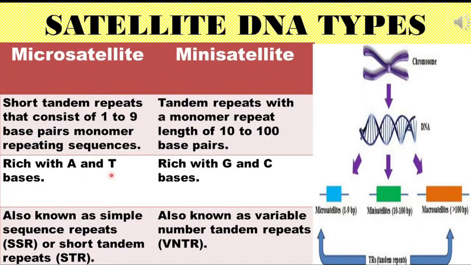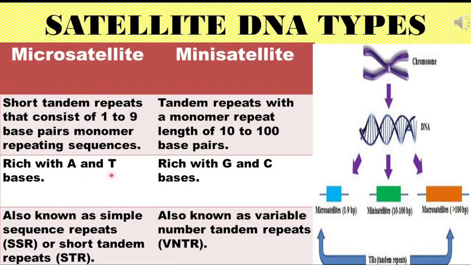The short tandem repeat polymorphism we can divide into 2 types: microsatellites and minisatellites. Microsatellites are short tandem repeats which consist of 1 to 9 base pair monomer repeating sequences. Minisatellites are tandem repeats with a monomer repeat length of 10 to 100 base pairs. Microsatellites are rich in adenine and thymine bases, and minisatellites are rich in guanine and cytosine bases.